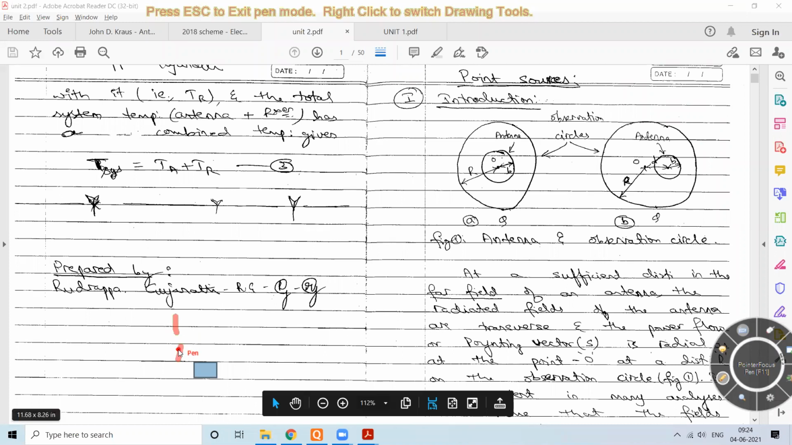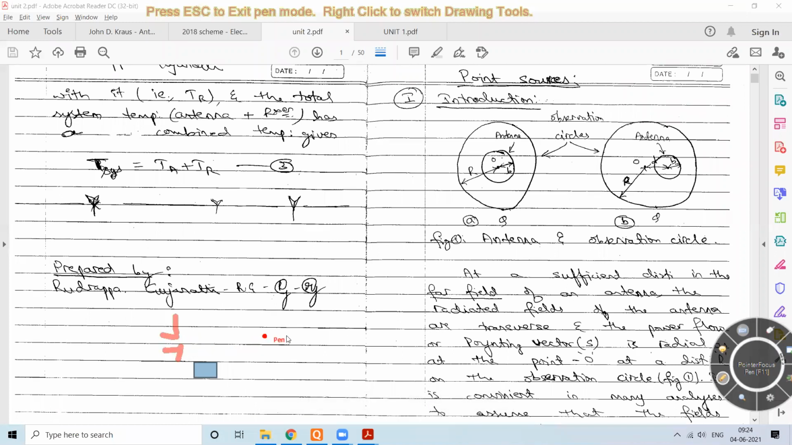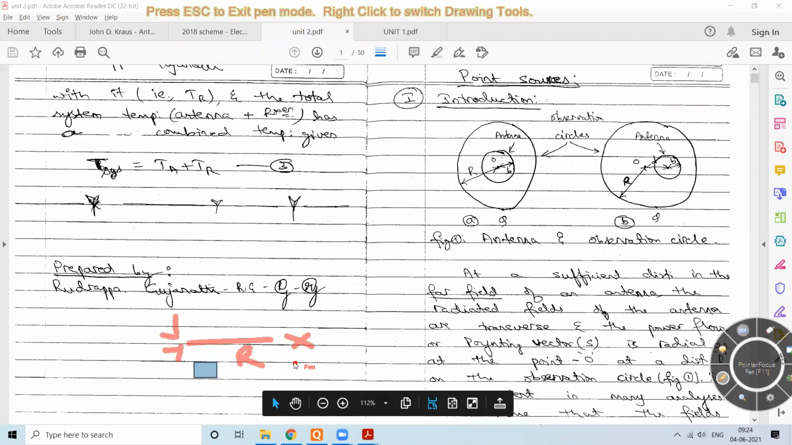Say I have a dipole, and there is an observation point at a distance r. So in this case, you maintain this distance constant. Now this is at, say, 0 degrees. Now instead of moving the observation point by 5 degrees, I'll move this antenna by 5 degrees.